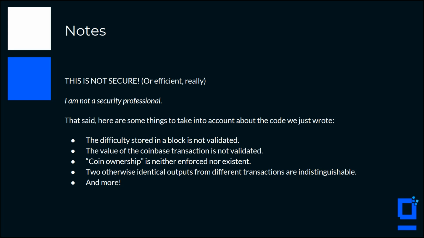We don't have a lot of stuff. We don't have a lot of infrastructure in this project. And then coin ownership is neither enforced nor existent because that's not really a thing yet. We'll get to that in smart contracts. And then obviously, this is the biggest and most obvious one. Two otherwise identical outputs from different transactions are indistinguishable because the only identifying pieces of information on an output are who it's to and how much it's for. So if David sends Chris 2 coins and Alice sends Chris 2 coins, those two outputs are indistinguishable. And so that would create major problems. But we'll fix that when we get to smart contracts.